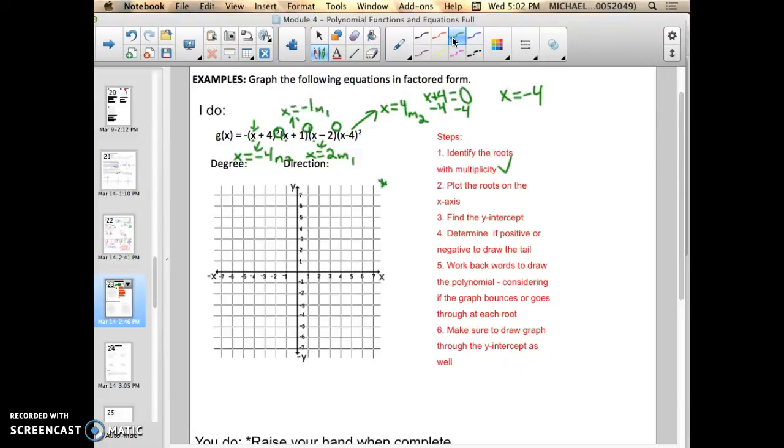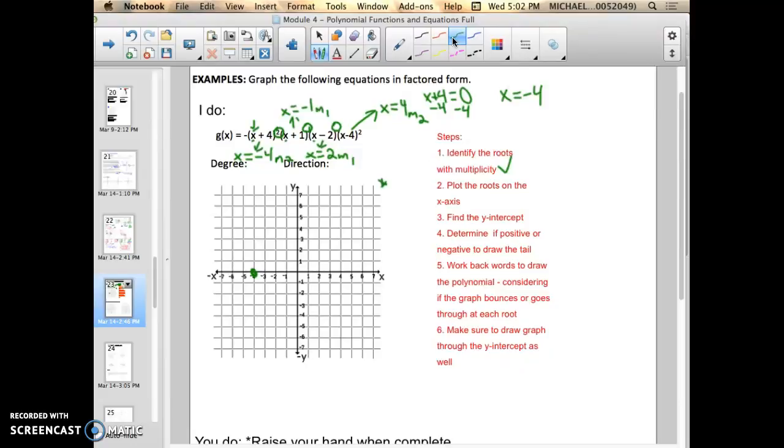Check. Moving on, I'm going to plot these roots. And again, the multiplicity doesn't come into play until I start drawing this, because if you remember, even multiplicity, or multiplicity of 2, bounces off the x-axis, and odd multiplicity, or multiplicity of 1, goes through at that specific root. So the first one, x equals negative 4. I'll draw a dot right there at negative 4. I'm not going to consider the multiplicity till later.